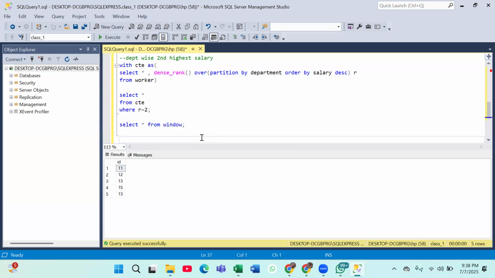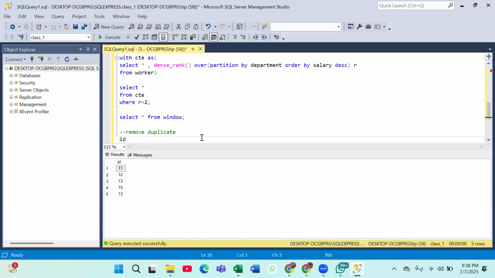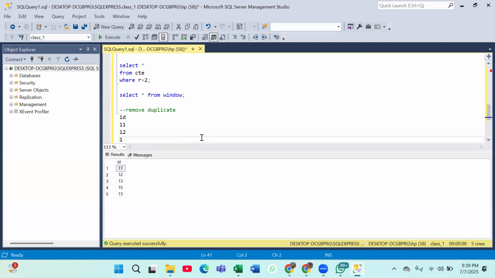So how to remove duplicates? What do you guys think? I want to remove duplicates from this table. How should my table look like? Every ID should be only one time. Is my question clear with everyone? Are you able to get this question? So how are we going to do that? Think a little bit and do let me know whatever you guys are thinking.